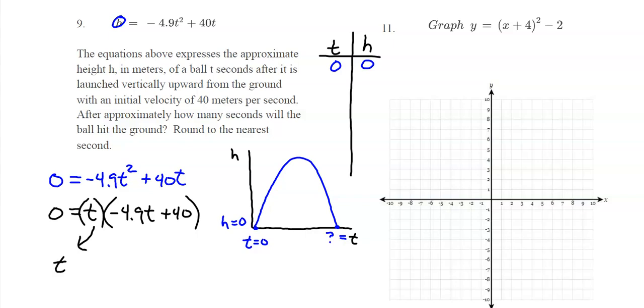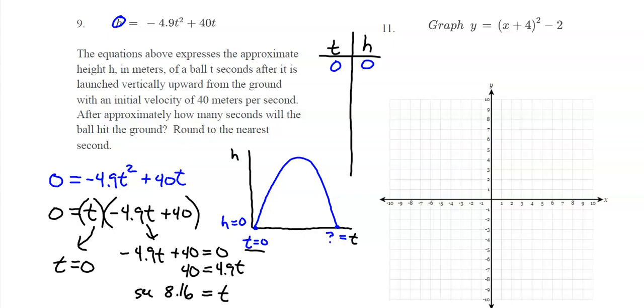Well, this one we already knew. We already knew that was one of the answers. This one we've got to solve for. When is this going to equal 0? Well, I could minus 40 from both sides, but then I'm going to have double negatives. I'm going to add the 4.9t to both sides, just because I like positive numbers. And when I divide it out and do 40 divided by 4.9, I got t equals 8.16 seconds. So it looks like the ball hits the ground at exactly 8.16 seconds.